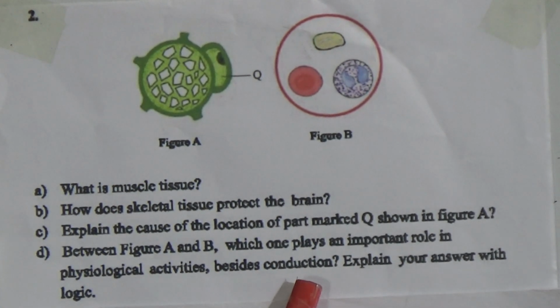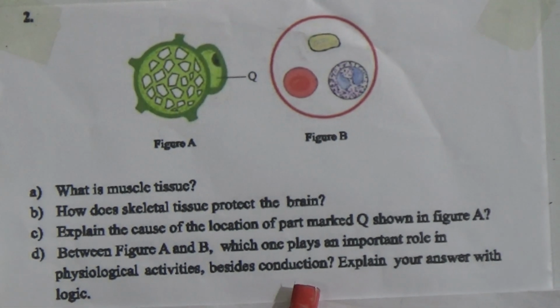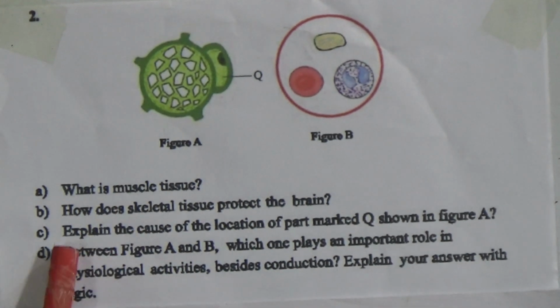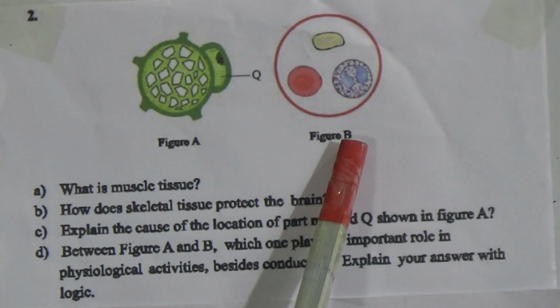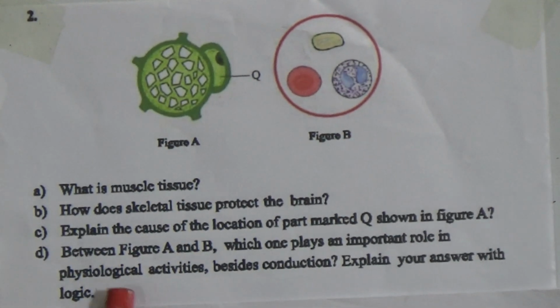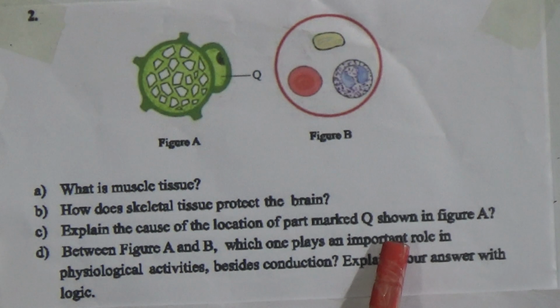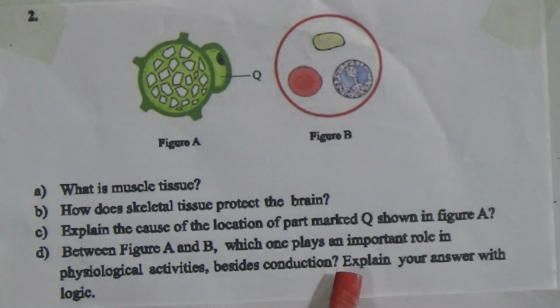And you have to describe this from your books, page number 30, 31 and 35. In the first line, as the introductory line, you have to say what is figure A and what is figure B, and in the last line, the concluding line, you have to write: between figure A and B, figure B plays an important role in physiological activities besides conduction. Now come to the next question.